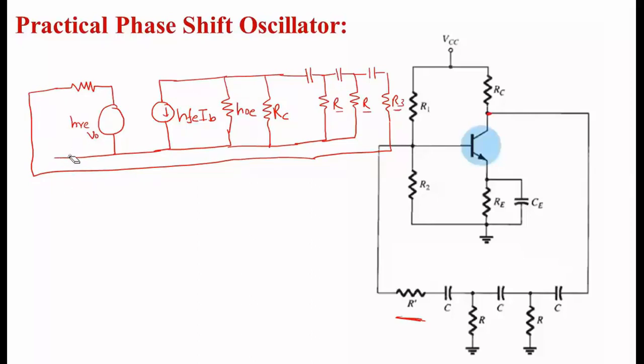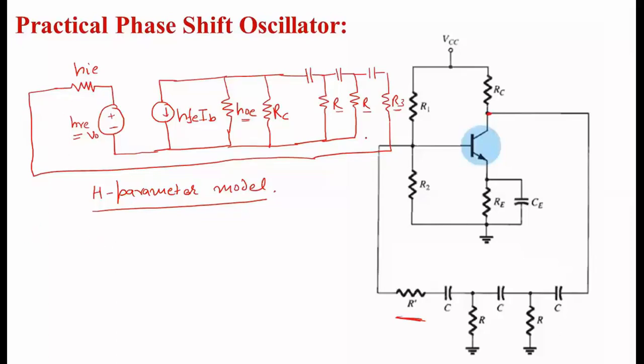So here we can write it as the H parameter model of the amplifier. Now, if we draw the simplified model of this amplifier, we know that HRE is very low, and also HOE is very low, hence we can neglect this output resistance. So let's draw the simplified equivalent circuit of this hybrid model.